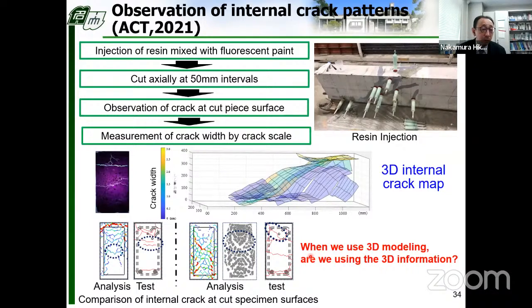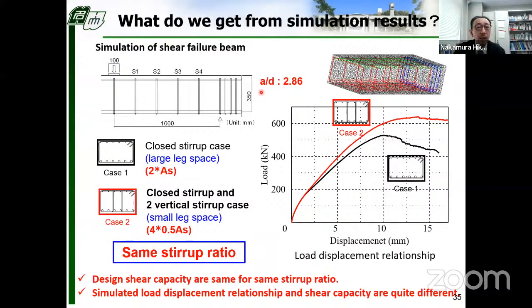When we use 3D modeling in the analysis, are we using the 3D information? When we use the 3D model, we have to show the 3D information, and we have to compare it with the 3D information obtained from the test. Based on the detailed discussion of tests and numerical results, what do we get from the simulation result?